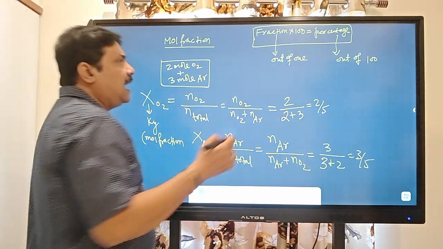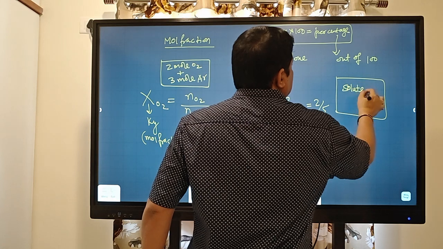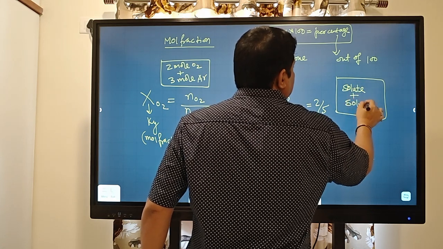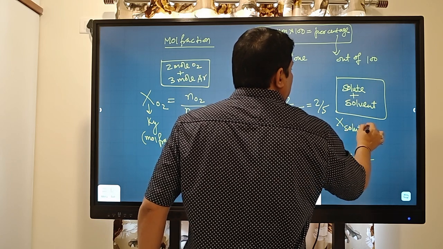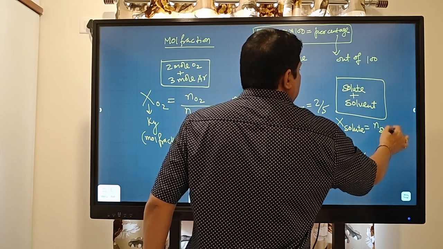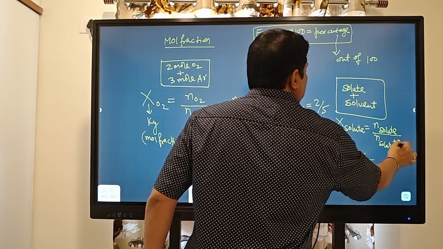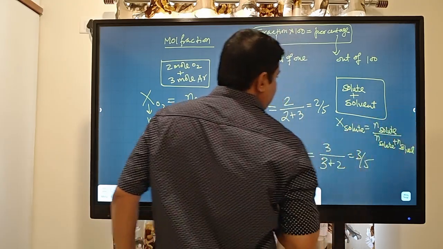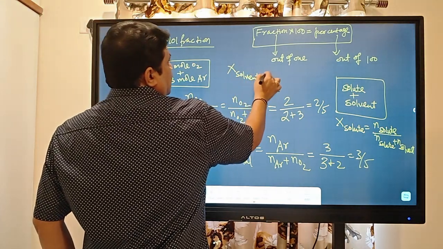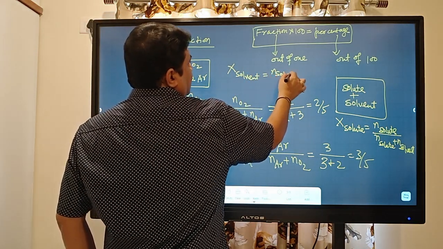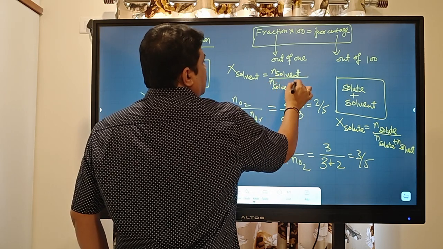Same way, if you have a container with a solute plus solvent, then how can we write the mole fraction of solute? It will be equal to the number of moles of solute with respect to the total number of moles, that means number of moles of solute plus number of moles of solvent. Yes or no? The same way, the mole fraction of solvent will be equal to the number of moles of solvent with respect to the total number of moles, which is the number of moles of solvent plus number of moles of solute.